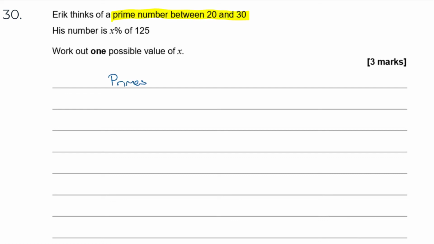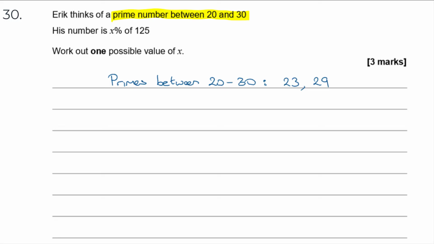Primes between 20 and 30. What are they then? 21, no, because that's 3 times 7. 23. 25, no. 27, no. 29. So there's only two, 23 and 29, aren't they? They're the two possibilities. Okay, his number is x% of 125.